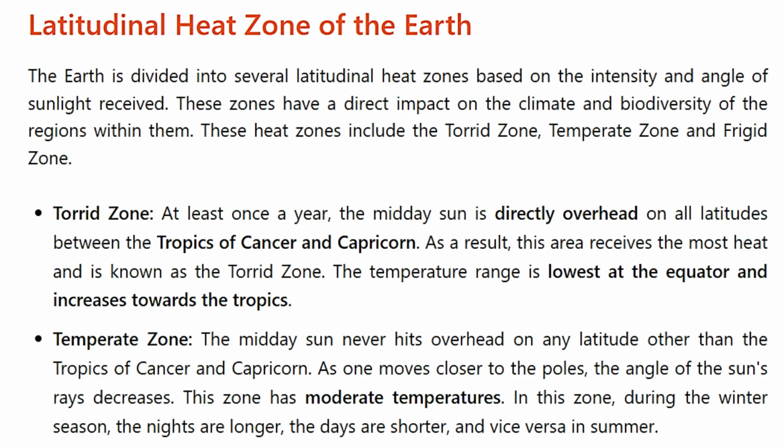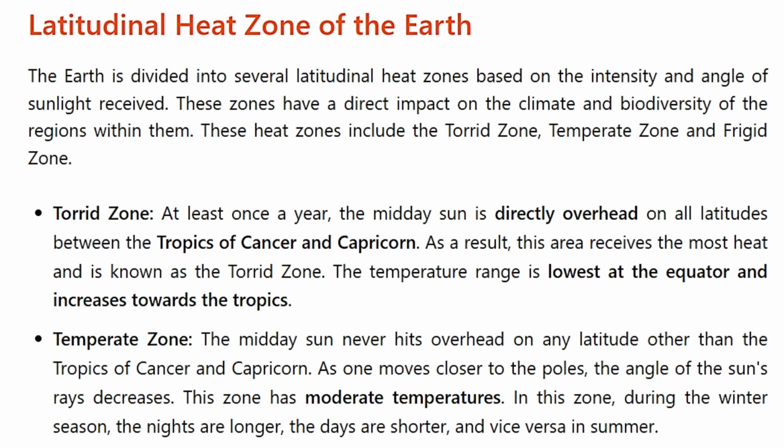Torrid zone. At least once a year, the midday sun is directly overhead on all latitudes between the Tropic of Cancer and Capricorn. As a result, this area receives the most heat and is known as the torrid zone. The temperature range is lowest at the equator and increases toward the tropics.